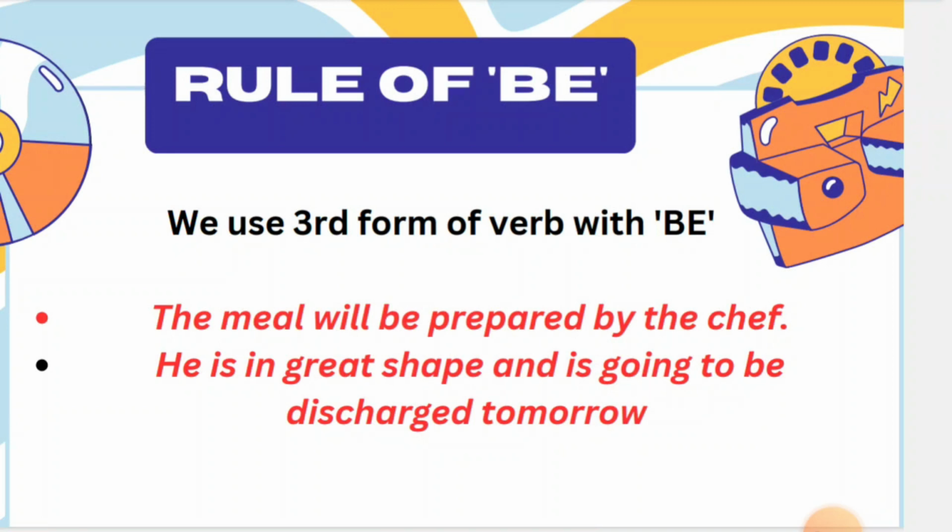And same is the case with example number 2. Here we see that he is in the great shape and is going to be discharged tomorrow. Here we see that we used be after to and then discharged. We didn't use discharge. We use the third form of verb with be. Remember, be, then the third form of verb.